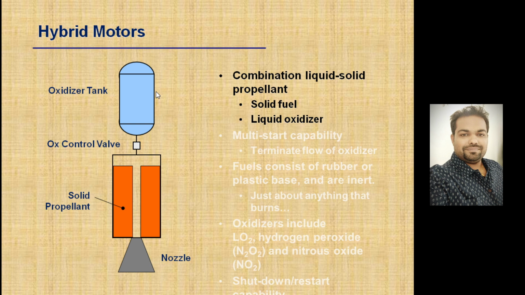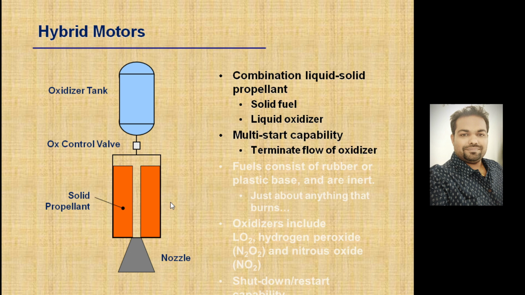But the advantage of this combination is control. In a solid propellant rocket, burning was uncontrolled. You did not have any control over the burning, but here you can control it with the help of the oxygen control valve. So in case of emergency, you can shut down the operation of the hybrid rocket motor. And another thing is that once you have utilized it, you can fill it again. Oxidizer can be filled and solid propellant can be filled again. So it has restart capability, when you can switch off and switch on again. So multi-start capability, by terminating the flow of oxidizer.